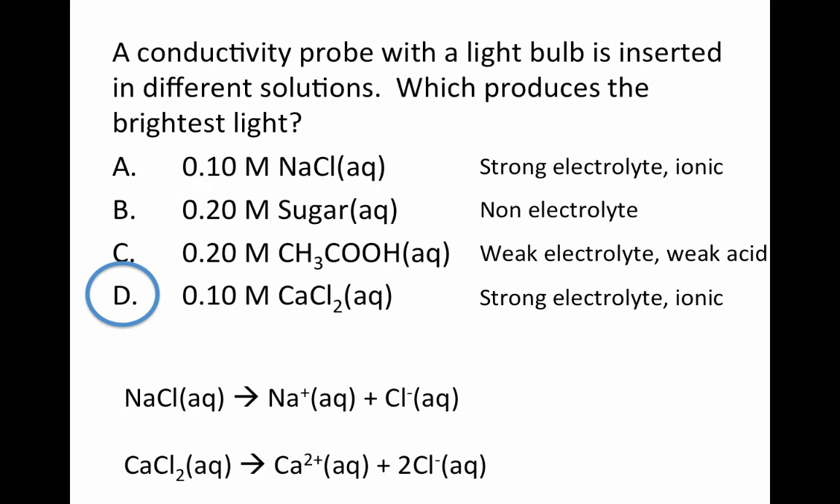If we look at the strong electrolytes that are ionic compounds, the sodium chloride dissociates and gives me 1 cation and 1 anion. The calcium chloride, however, gives me 1 cation and 2 anions. If they both begin as 0.10 molar solutions, I have more ions in the calcium chloride. It will produce the brightest light.